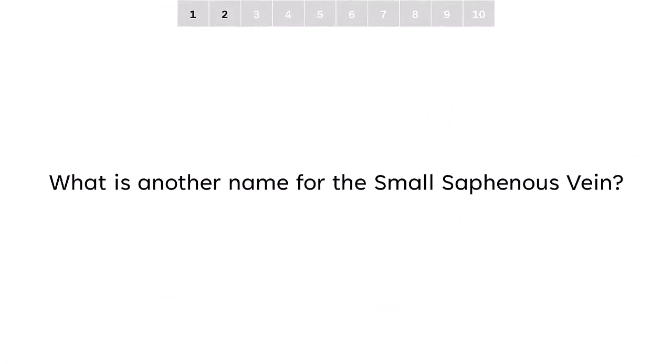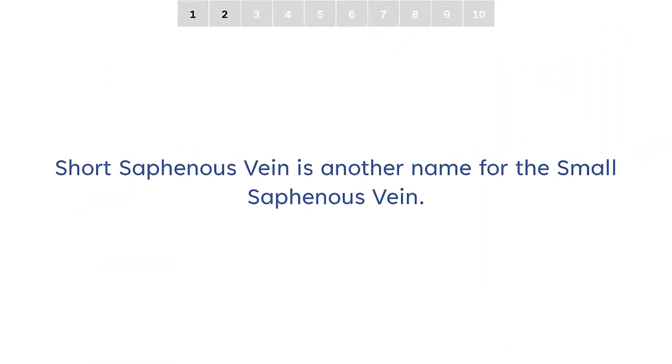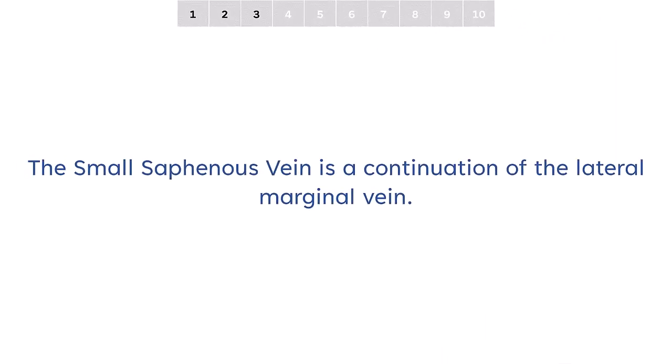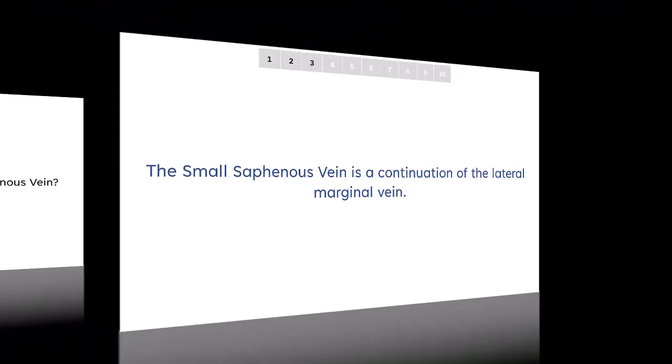What is another name for the small saphenous vein? Short saphenous vein is another name for the small saphenous vein. The small saphenous vein is a continuation of which vein? The small saphenous vein is a continuation of the lateral marginal vein.